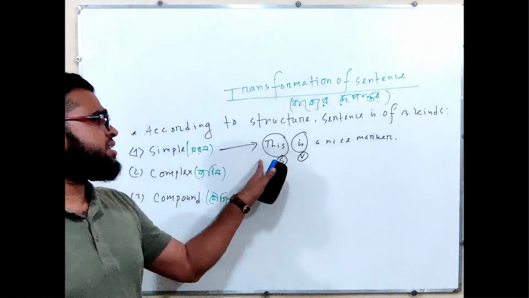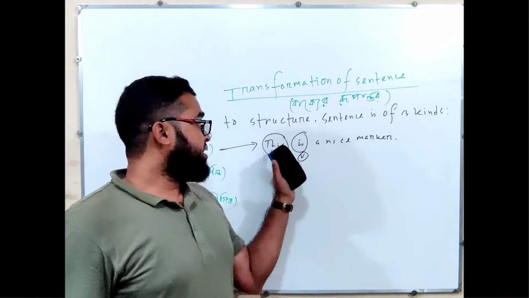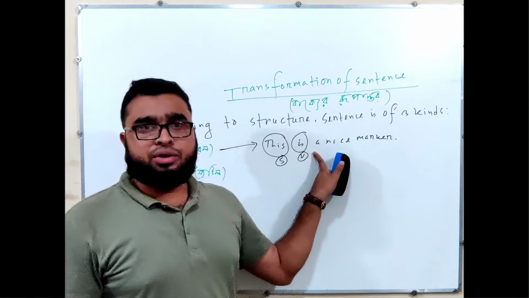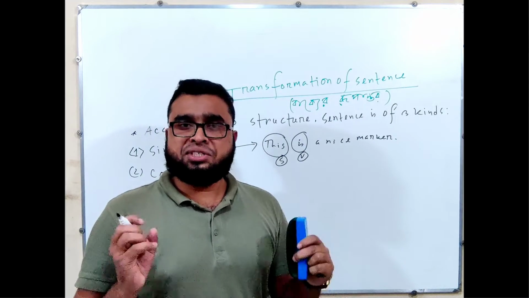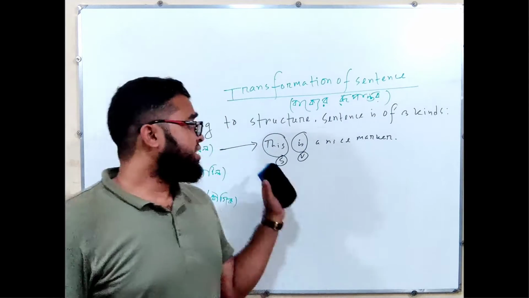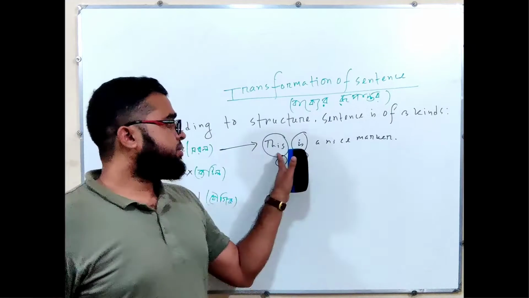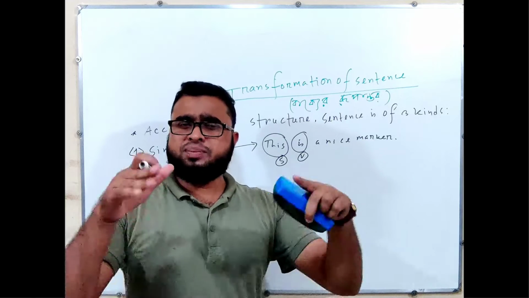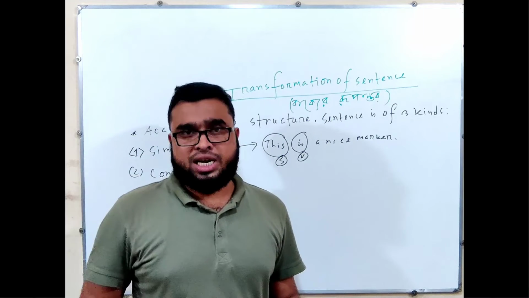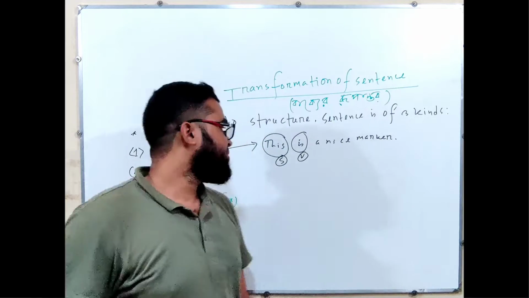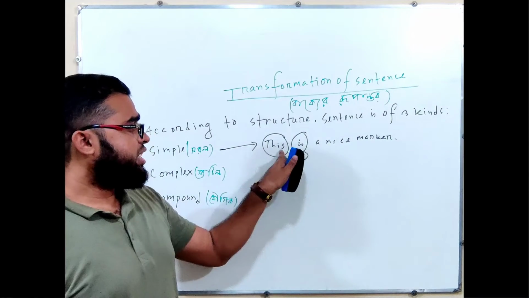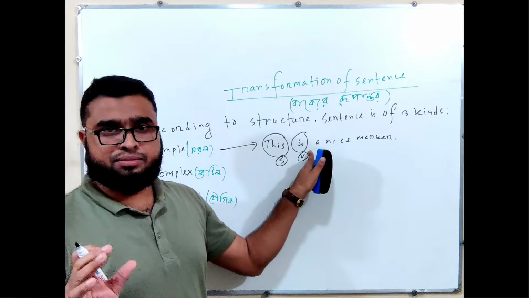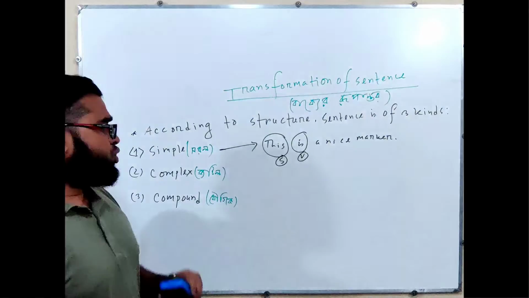So what is simple sentence? Simple sentence means the sentence which contains one subject and one finite verb is called simple sentence. Or you can say the sentence which consists of one subject and one finite verb is called simple sentence. You can simply pause the video and write down the definition because maybe you need it. So this is simple sentence because it has one subject and one finite verb. And next we come to complex sentence.